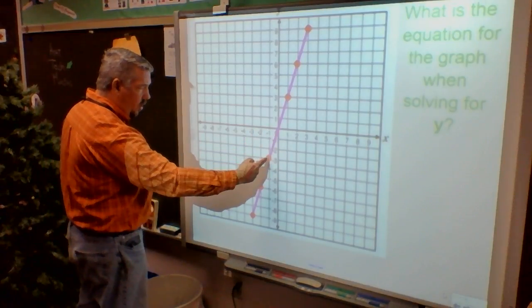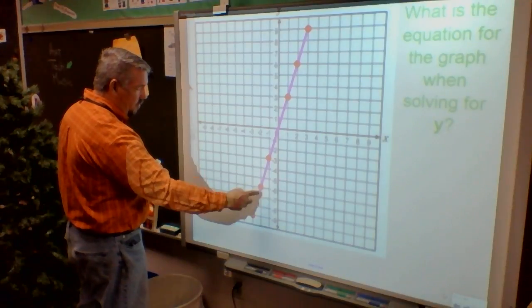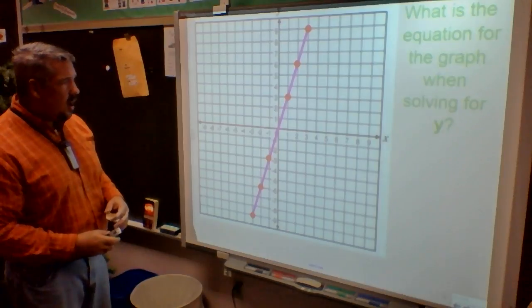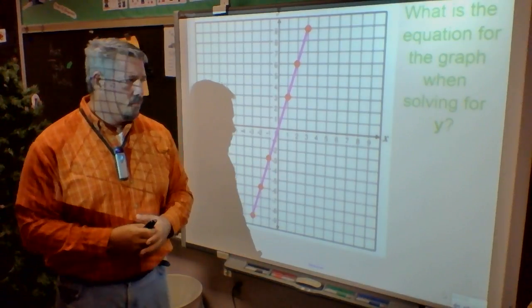I go down and I see the same thing. They're going to cross at -1 and -3. They're going to cross at -2 and -6. And they're going to cross at -3 and -9. So how does that help me solve for an equation?